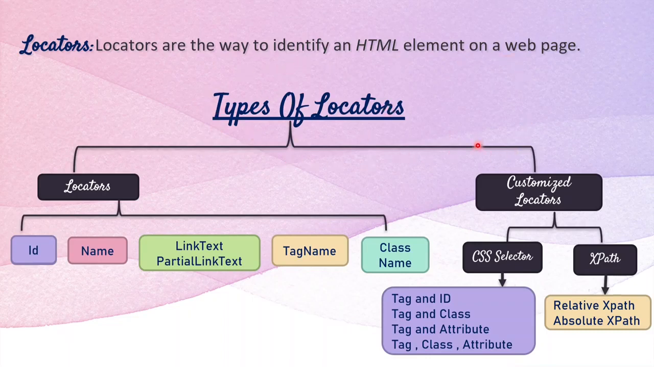Now there are different types of locators. One is the locator, the second is the customized locator. Under locator, we have the ID, we have the name, we have the LinkText and the partial link text, we have the tag name, we have the class name. Whereas in customized locators, we have the CSS Selector and the XPath. Now this XPath is one of the most important locators and it is frequently used by many automation testers because it is one of the easiest things. And we will be using a different plugin for this XPath that is called the ChroPath plugin.